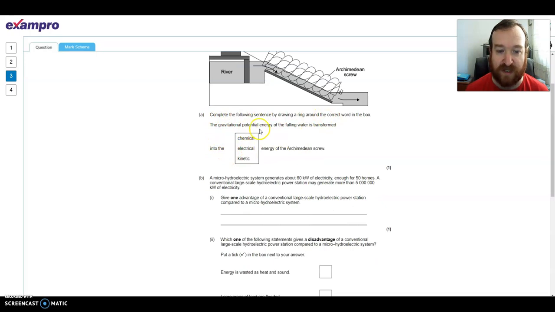Okay, gravitational potential energy up high is transformed into, it would be better to say transferred, into the something energy of the Archimedean screw. So it spins, it's moving, so it's got to be kinetic.